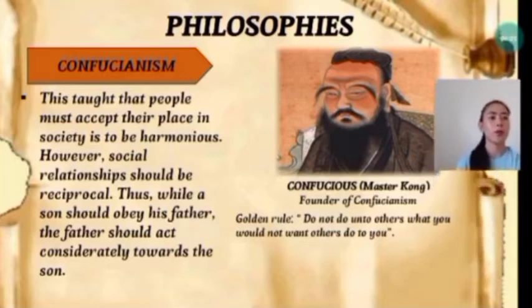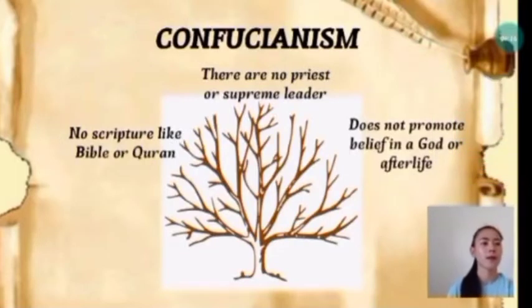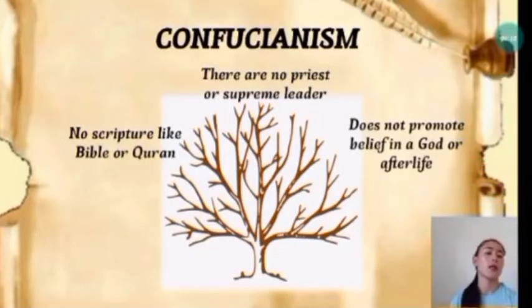The golden rule of Confucianism is: do not do unto others what you would not want others to do to you. Confucianism has no Christ or supreme leader, no scripture like the Bible or Quran, and does not promote belief in God or an afterlife.